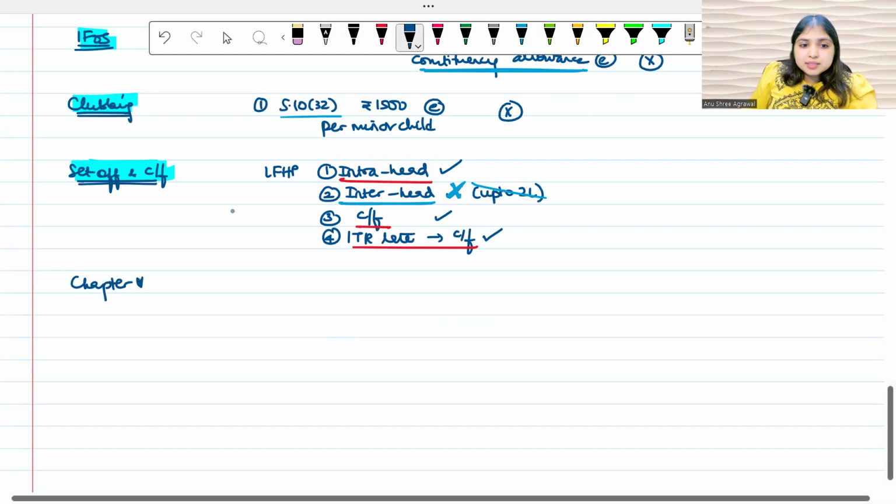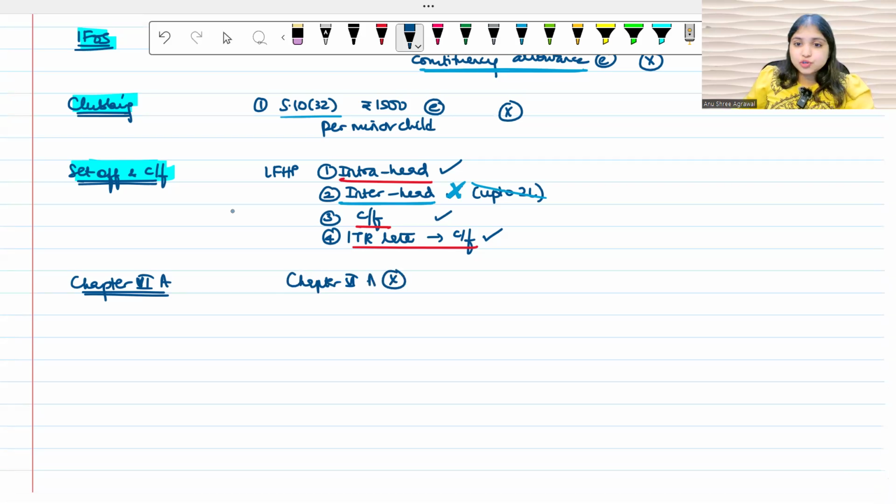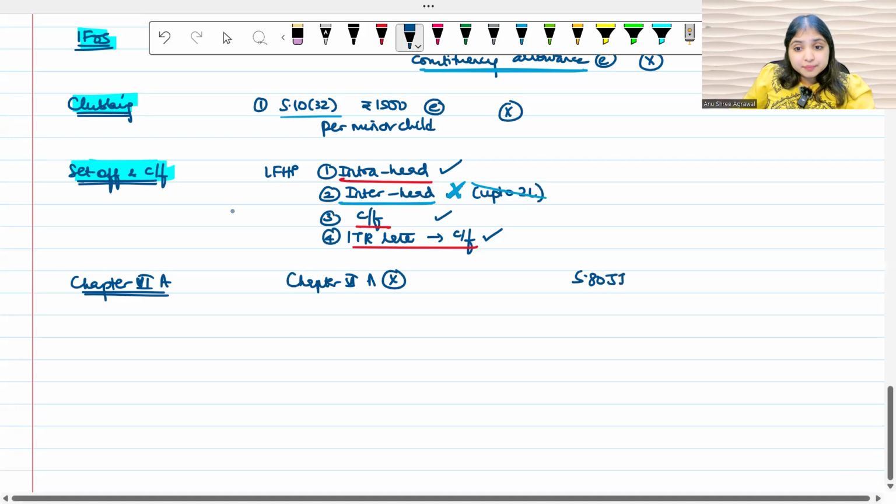Now, under chapter 6A, if you see, the whole of chapter 6A goes into the dustbin. You don't get chapter 6A at all. The whole of chapter 6A, you do not enjoy. None of the sections you will get as a deduction. However, there's an exception. Section 80JJAA, additional employees, 30%, 30%, 30% across 3 years, that you can still enjoy.